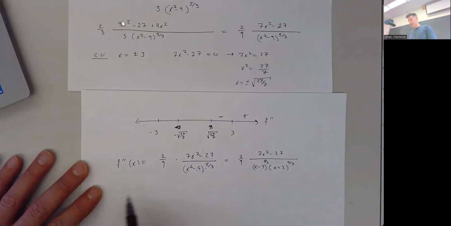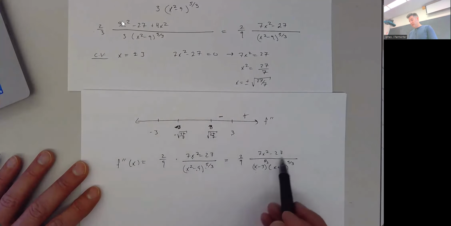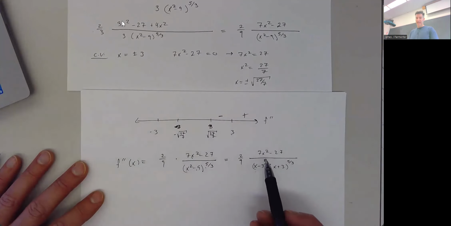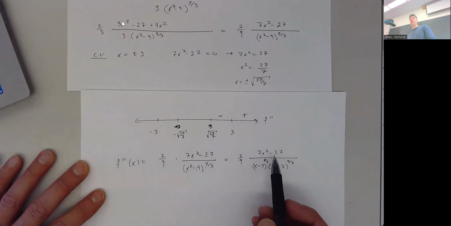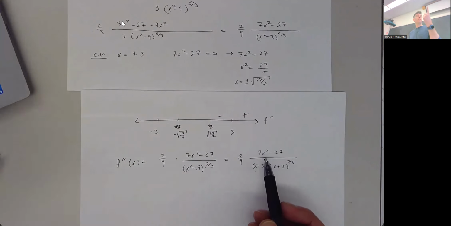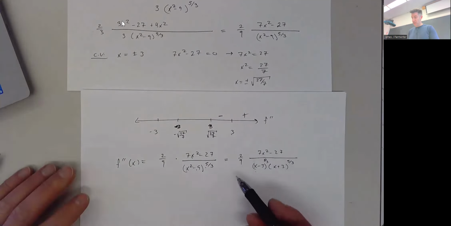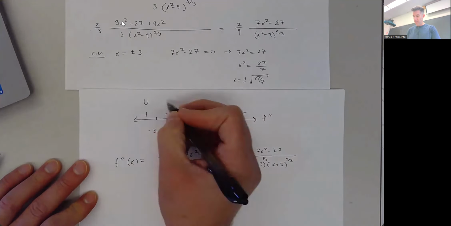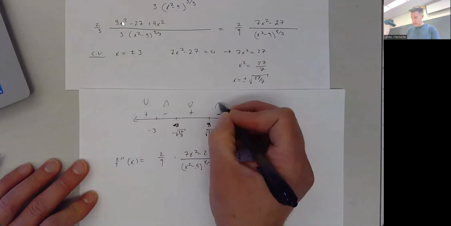And then the sign is going to change again when we cross this, because you could factor this, although I don't really want to, as x minus the square root of 27/7 and x plus the square root of 27/7, but they're both raised to the first power. And so we're going to change again, and again, and again. So it's concave up, concave down, concave up, concave down, concave up.